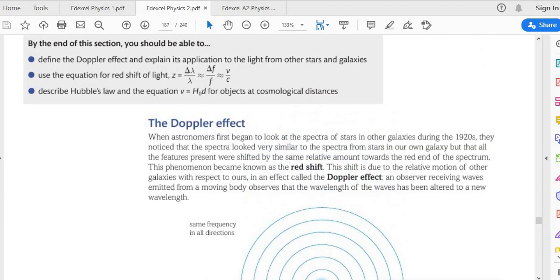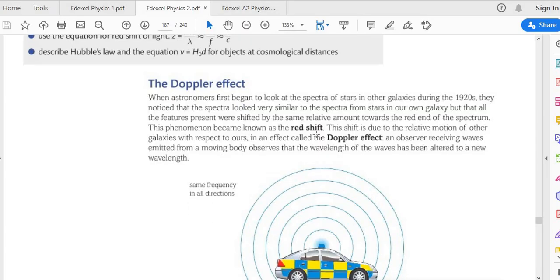Okay, so let's see. The astronomers first began to look at the spectra of stars from other galaxies during the 1920s. They noticed that the spectra looked very similar to the spectra from stars in our own galaxy, but that all the features present were shifted by the same relative amount towards the red end of the spectrum. This phenomenon became known as the redshift.